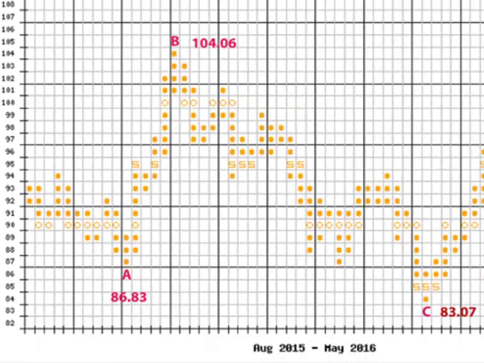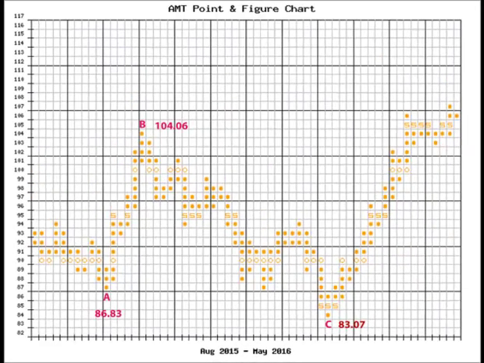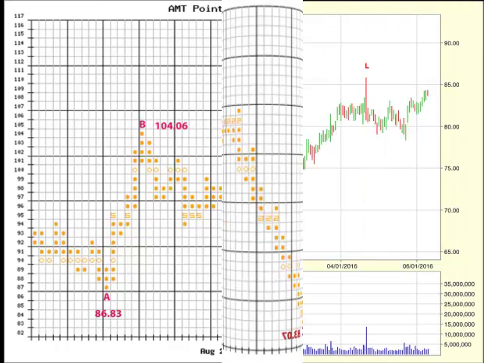Finally, after several more up and down moves, AMT reacted to point C. Point C is at the $84 level. The low price for that day was $83.07. Once a point and figure chart is established, let's look at how it can be used to identify a stock's potential. Let's review a couple of point and figure charts so I can explain this wonderful phenomenon.